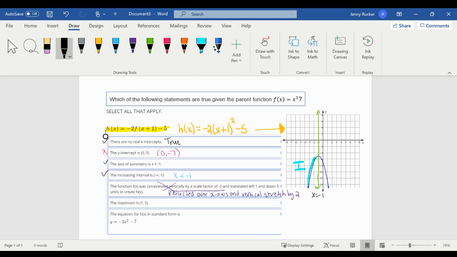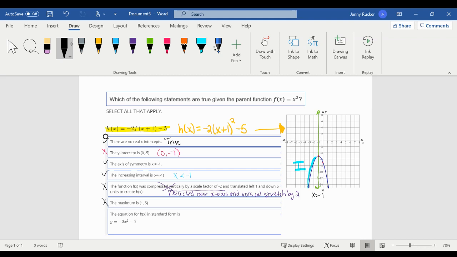So this is false. The maximum is (1, -5). So if I go to my graph and I look at the maximum value, it's actually at (-1, -5). So this is definitely false. My max value is y equals -5, and it's at an x value of -1.